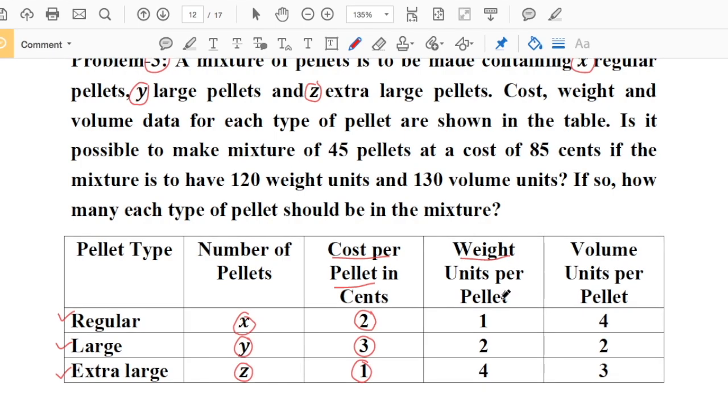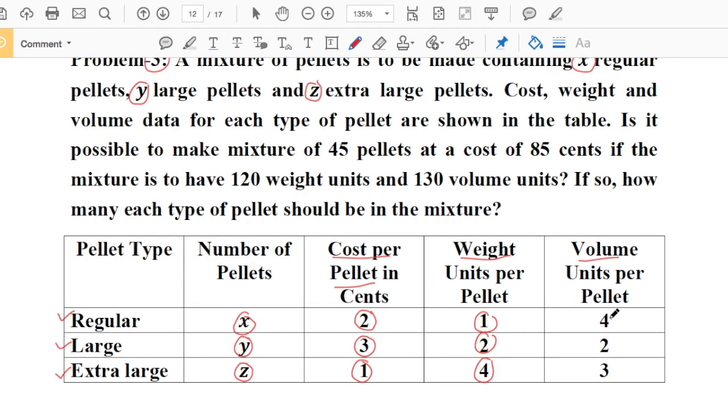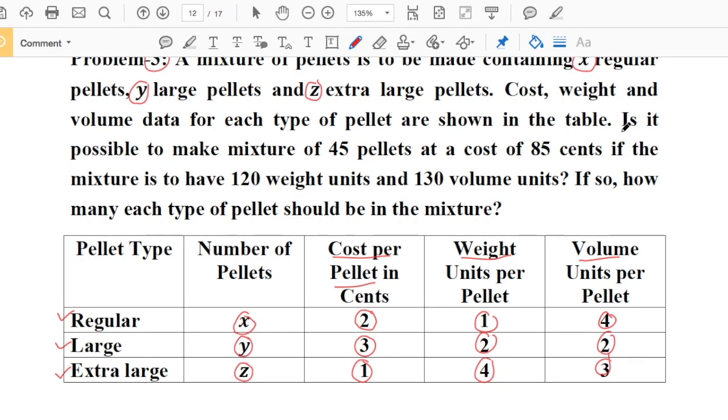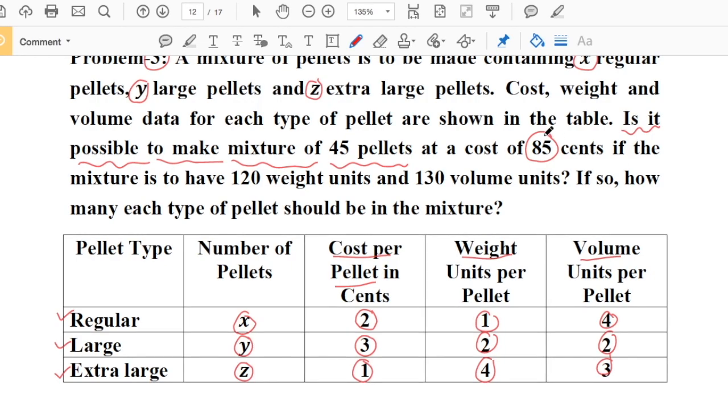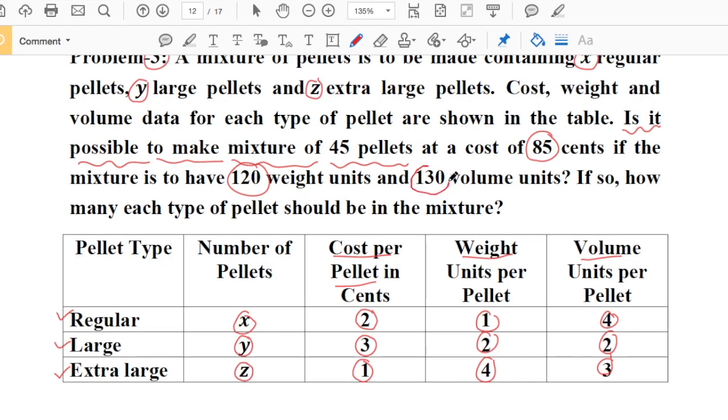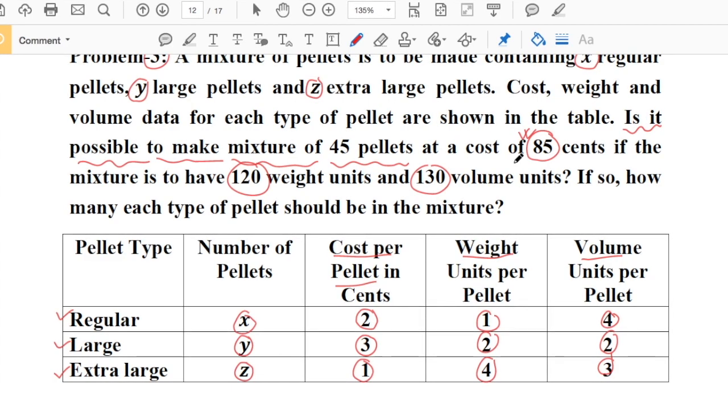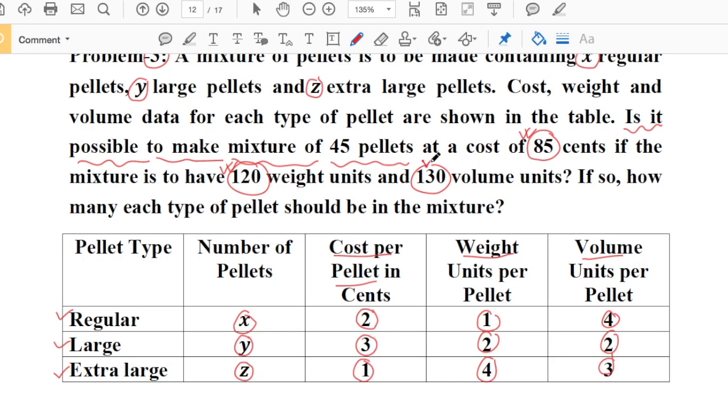And similarly weight is 1, 2, 4 respectively. Volume is 4, 2, 3 respectively. But the question here is, is it possible to make a mixture of 45 pellets? This is the question. At a total cost of 85 cents, total weight 120, and total volume 130. First equation will be for your cost, second equation will be for weight, third equation will be for volume.